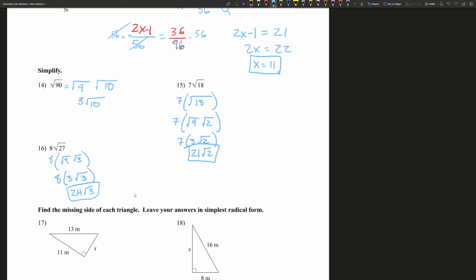Now, they're not all going to have square root of 9. But we need to know kind of some basic perfect squares, right? So 2 times 2 is 4. 3 squared is 9. 4 squared is 16. 5 squared is 25. 6 squared is 36. 7 squared, 49.